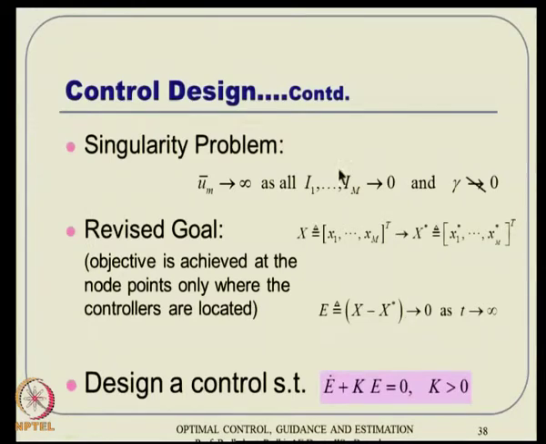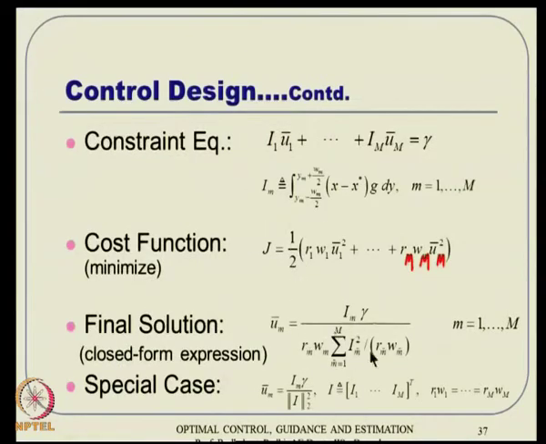The problem turns out to be like that: as all the I's go to 0 and gamma is non-zero, the control will blow to infinity. Okay. Now, if you see this, when will that happen? Remember the expression for y and all that, the I's and all that.